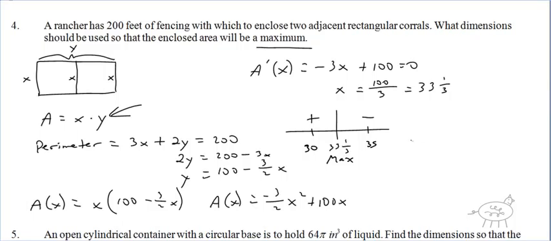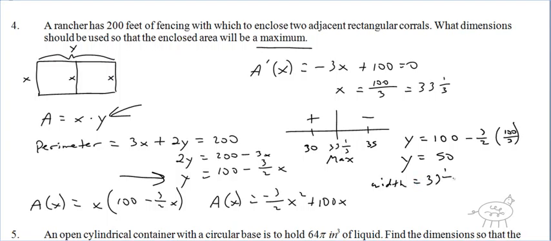So my width I chose as x, so we need to find out the value of y, and it's just going to be 100. We're going to plug it back into this guy right here, right? 100 minus 3 halves times 100 over 3, and you wind up getting y is equal to 50. Okay, and so our answer is the width is 33 and a third. Don't forget your units. You lose a point if you don't have units. And our length is 50 feet.